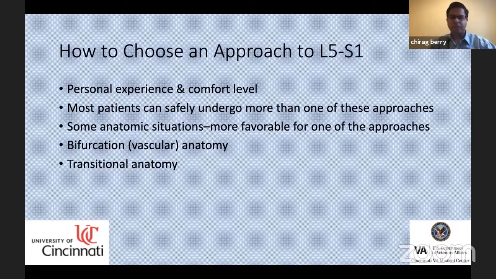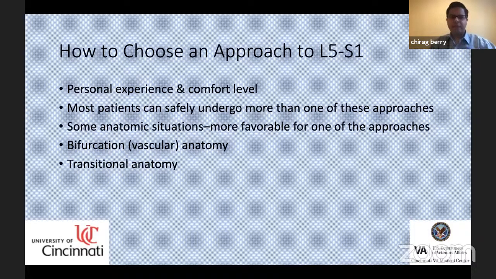It has to depend on your personal experience and comfort level, and the specific anatomic situations that your patient has. These situations can be more favorable to one of the three approaches, so it's important to understand these as well. Most importantly is the bifurcation anatomy, or the vascular anatomy. The transitional anatomy of the lumbosacral junction can also create challenges, and that also needs special attention when you choose these approaches.